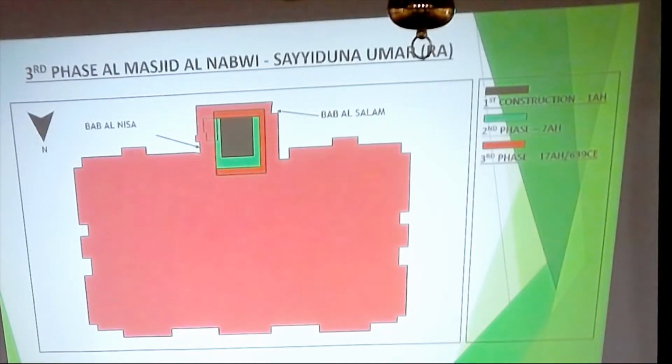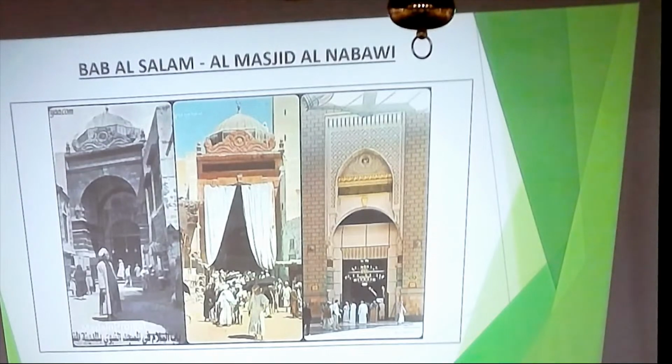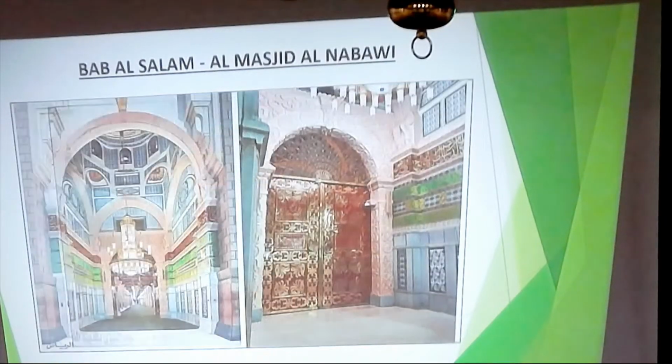Now this is a picture of Babul Salam. The first one on your left hand side is from 1920, the middle one is from around 1950, and the right hand side one is the current door of Babul Salam, with the current construction. This is a closer view. We can see the beauty of the calligraphy there as well, and how it leads directly towards the grave of Rasulullah sallallahu alaihi wasallam.